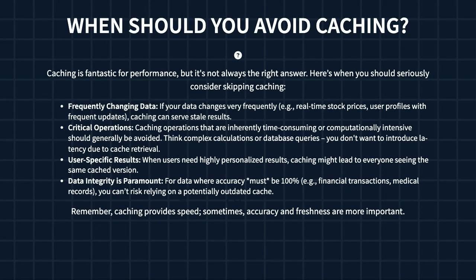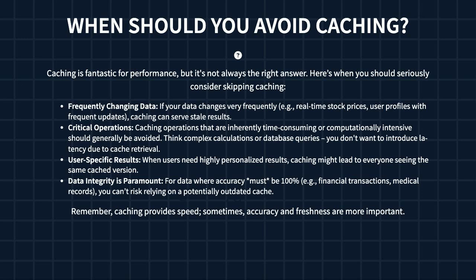Okay, so caching is great for speeding things up, but it's not a magic bullet. There are definitely times when you should hold off on using it. If your data changes really often, like constantly updating stock prices or user profiles that get tweaked all the time, then caching could actually give you outdated information. Similarly, if you're doing something really heavy duty in terms of processing power, like a complex calculation, don't cache that. It might take longer to get the result from the cache than it would to just do it directly.